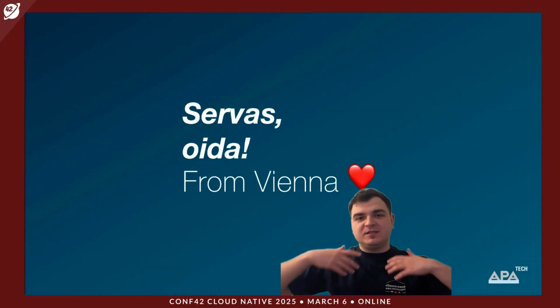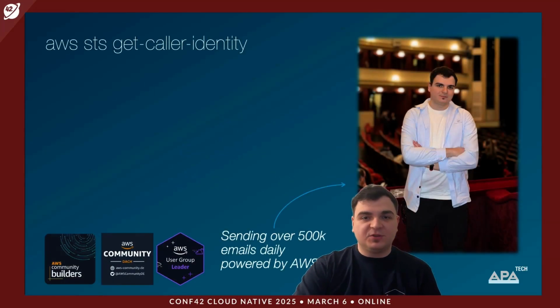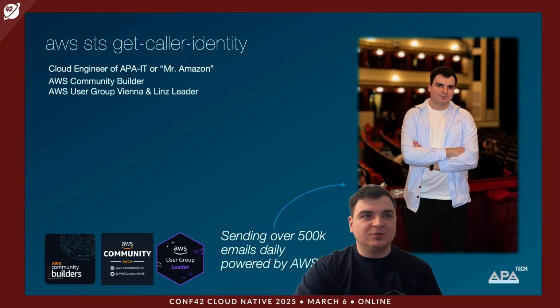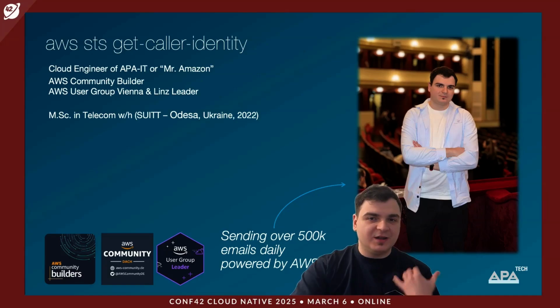But first of all, servus from Vienna. And I would like to quickly introduce myself. I'm Dmytro Hlotenko. I am a cloud engineer at AppIT, and as my colleagues like to say, Mr. Amazon. I'm an AWS community builder, and I'm a user group leader in Vienna. I'm also a speaker at community days and local user groups. So the AWS community is my favorite part, and this is why I'm doing this speech again for you.